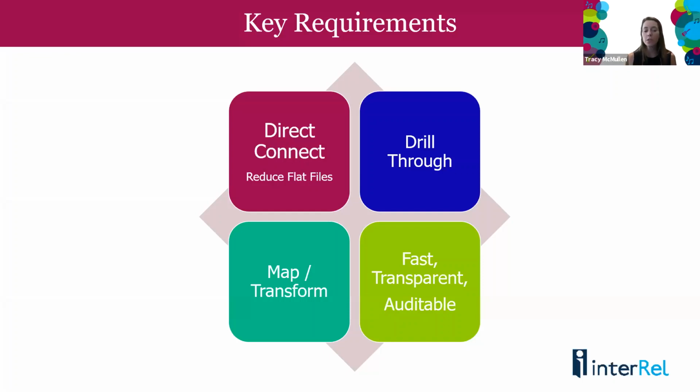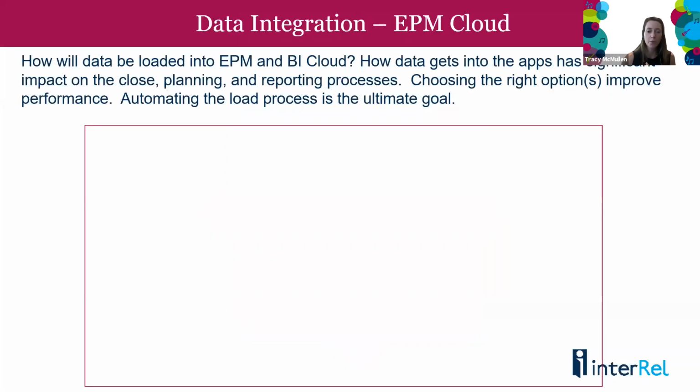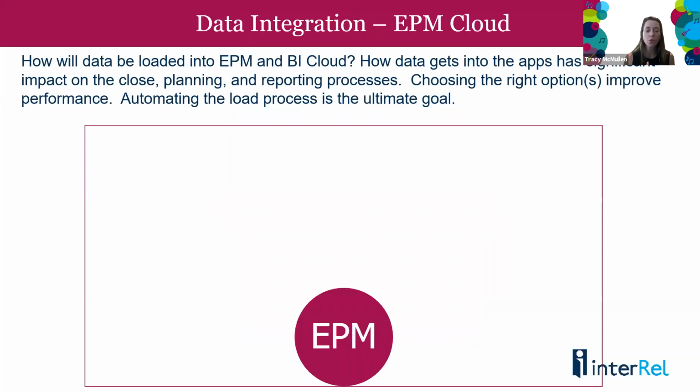So having the ability to map up, not only transforming data, but being able to map up to the levels that each one of our EPM systems would need. Drill through capabilities, and then of course we want this to be really fast. We don't want to wait. We want it to be transparent so that if we are doing any mapping or transformations, we can see what those are. And then we've got to have it be auditable. So key requirements there. So what are the different solutions?